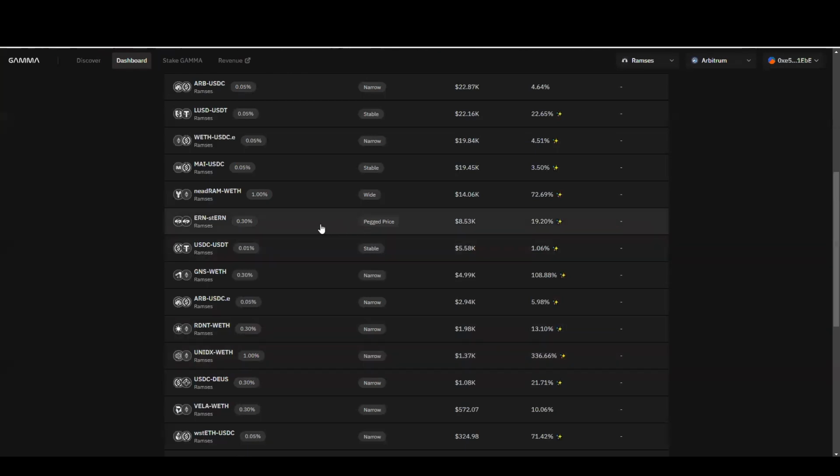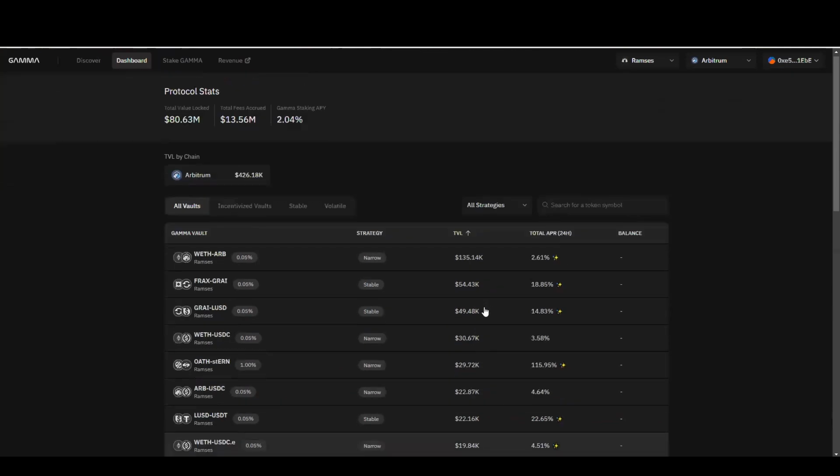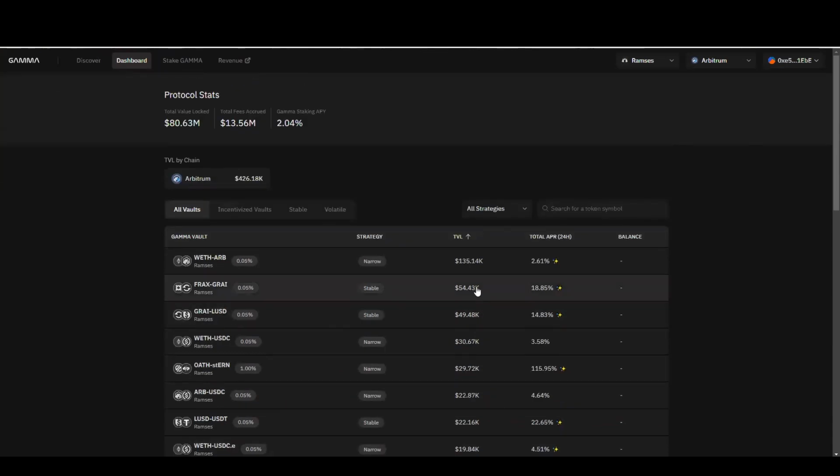They are not as high, not surprisingly, as if you did it yourself and created your own tight band, but this resets it for you. It means you don't have to constantly buy and sell the different positions to try to balance your concentrated liquidity. So this is a real option, again, for those who want to have a CL position and to have it boosted as much as possible. And this is an option to do that using Gamma.